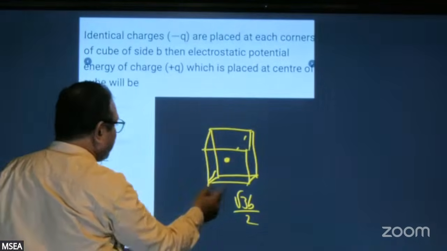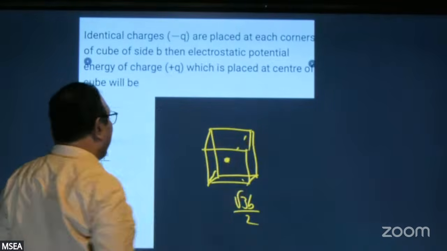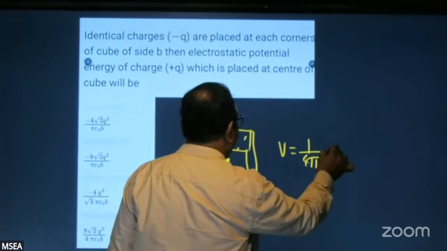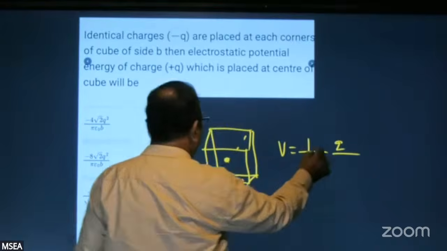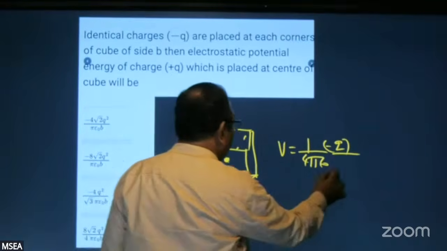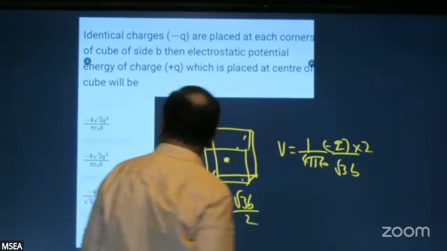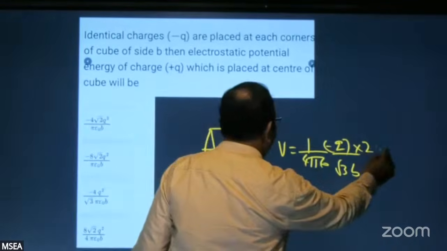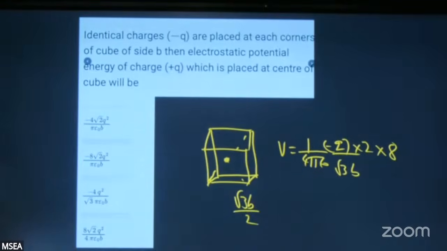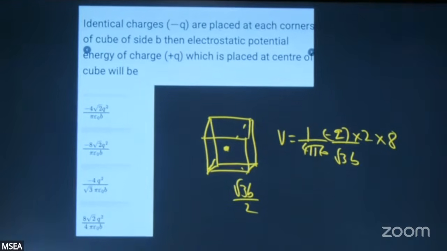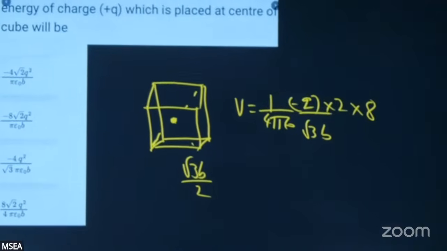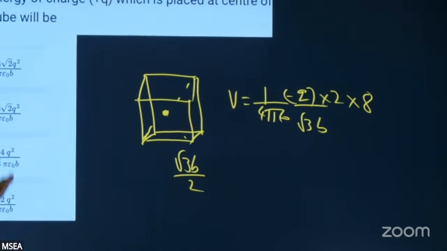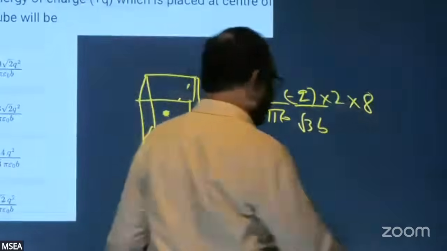All our charges are minus q, and there are 8 of them. Therefore, we can take V equal to 1 by 4 pi epsilon naught, q divided by the distance, of course this is negative charge, and the distance is root 3b by 2. How many charges are there? 8 are there, so into 8. That's all, then you will get the answer to this one. This is potential, so we multiply by the number of charges.